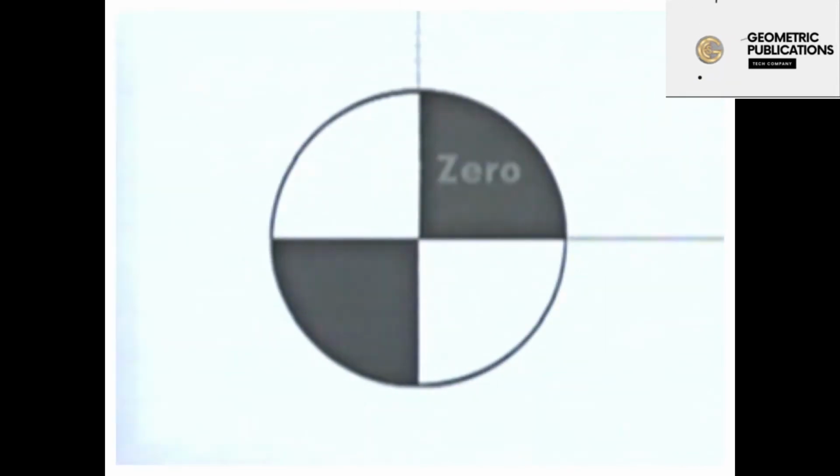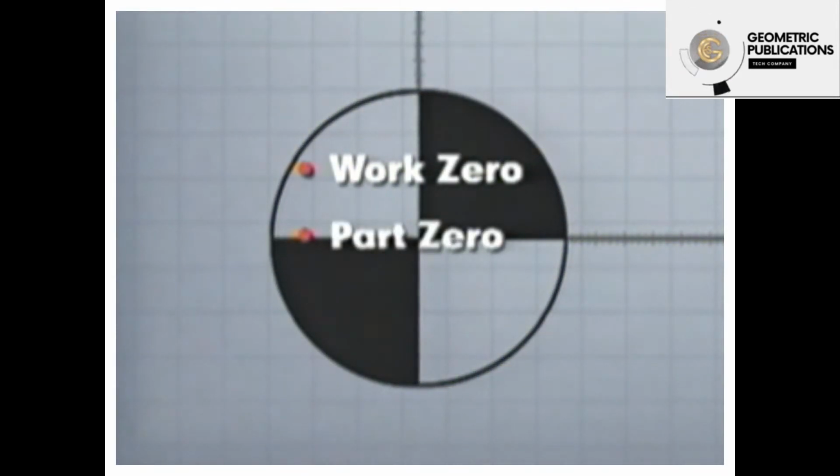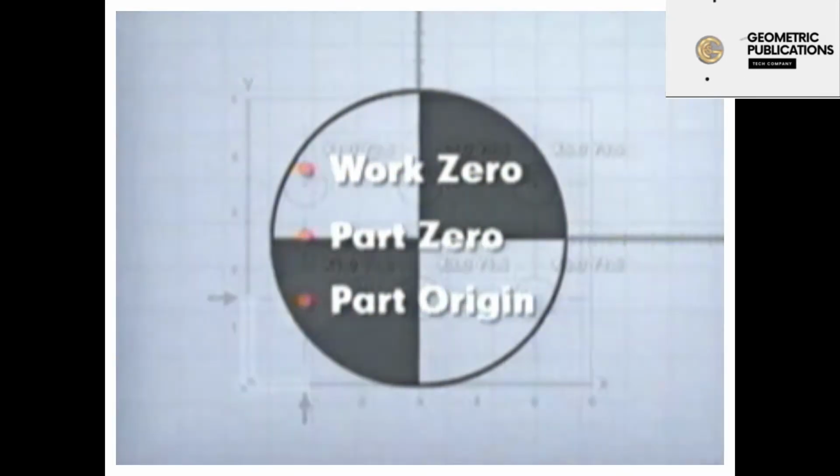Each coordinate is an actual physical location that the machine is instructed to move through. These coordinates indicate the position of the cutting tool center and are collectively called the tool path. The location where the rectangular coordinate baselines intersect is called program 0. It is also known as work 0, part 0, or the part origin. Program 0 is the common or reference point from which all coordinates are derived.